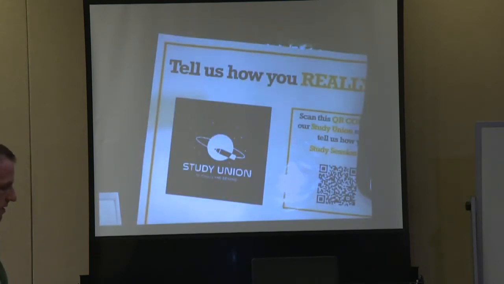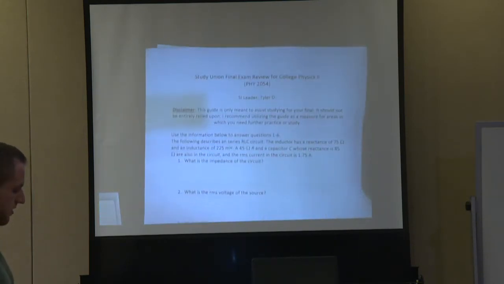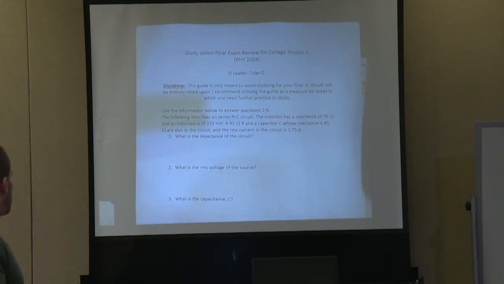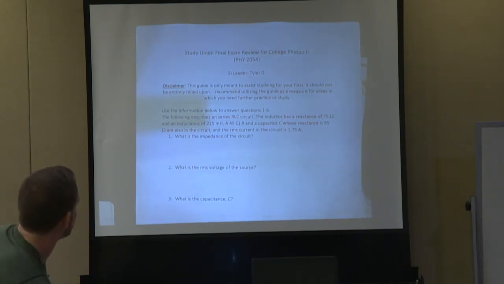So that being said, let's go ahead and get started here. The first 6 questions are all in reference to this RLC circuit described here. It says the inductor has a reactance of 75 ohms and an inductance of 225 millihenries, a 45 ohm resistor, and a capacitor C, whose reactance is 85 ohms, are also in the circuit. And the RMS current in the circuit is 1.75 amps.